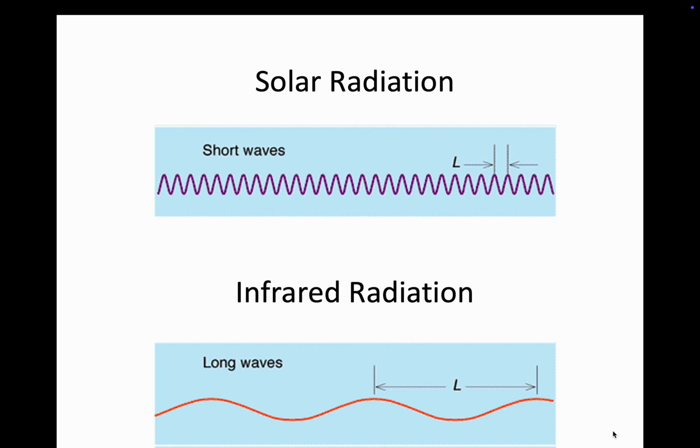Infrared radiation is a different type of radiation that's going to be important for us later. And infrared radiation is long waves. So just keep that in mind. Solar radiation is short, so solar short, and infrared radiation is long.